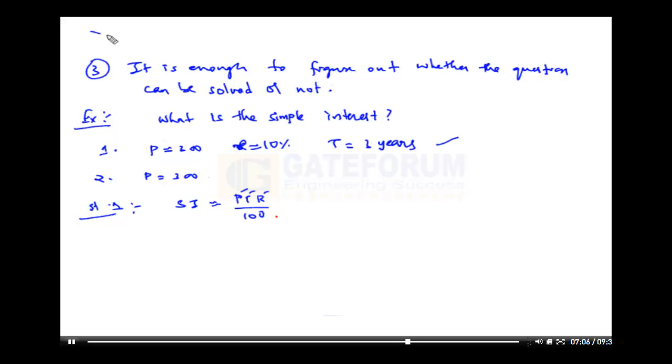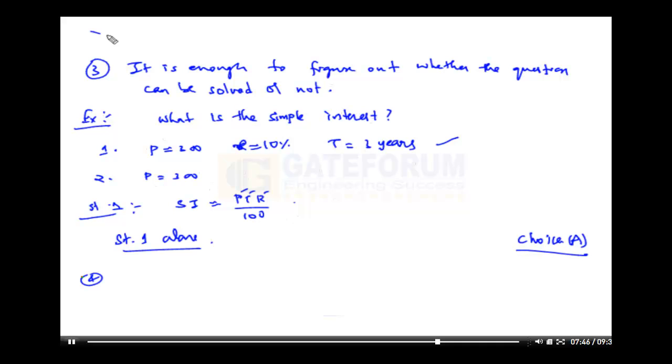Here there is no need of finding 300 into 10 into 3 by 100, all this stuff. No need of finding all those answers. Therefore, it is enough that statement 1 can be used to solve the problem. Definitely statement 2 alone cannot answer it, because only P is given, the R and T are not given in the second statement. Hence, statement 1 alone is the answer, and we cannot answer by the other statement, then we'll go for choice A.